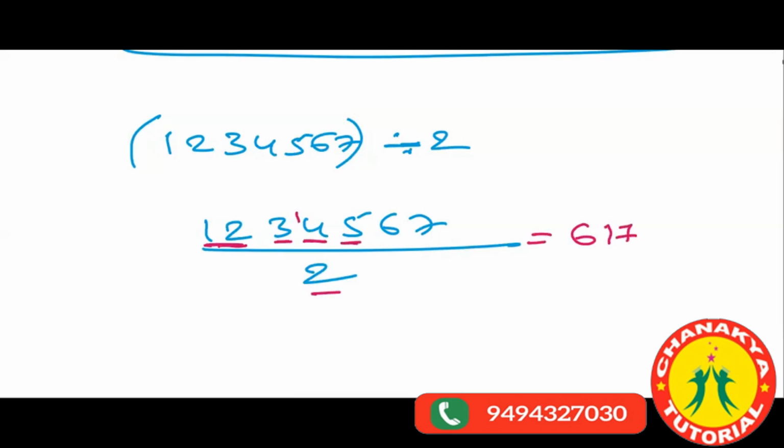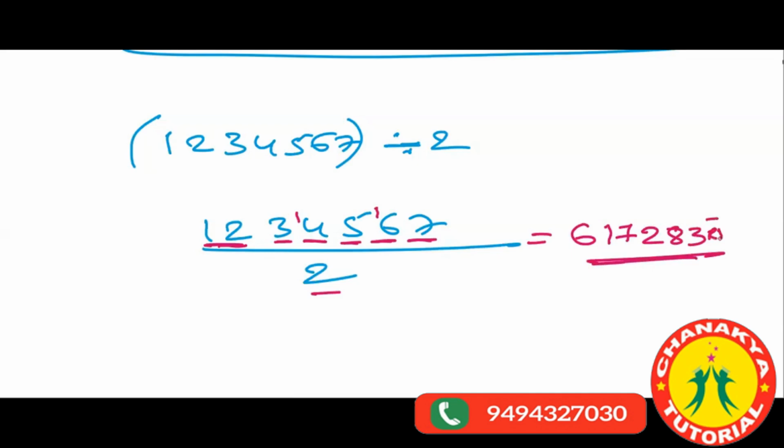Now I'm going to the next digit, 5. In 5, 2 goes 2 times with remainder 1. That remainder makes this number 16. In 16, it is 8 times with remainder 0. Now we are going to the next digit, 7. In 7, how many times does it go? 3 times, with remainder 1. This is the quotient part, with remainder 1.